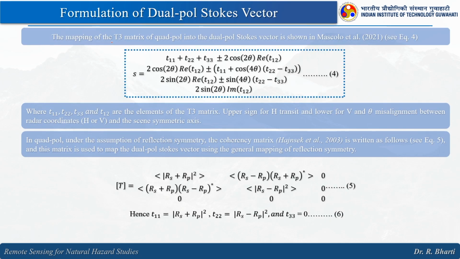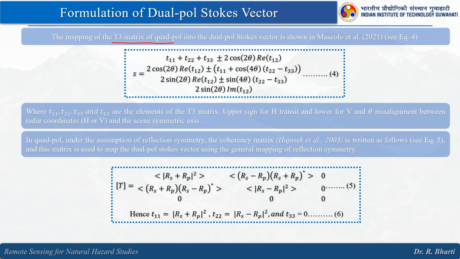Here you can see the T3 matrix of quad pole into dual pole Stokes vector is shown in this particular equation, where T11, T22, T33 are the elements of the T3 matrix. Upper sign is for H transmit and lower for V, and theta is the misalignment between radar coordinates and the scene symmetric axis.